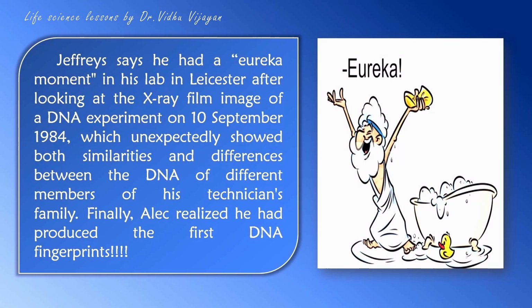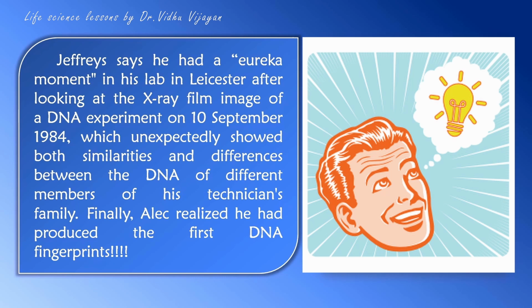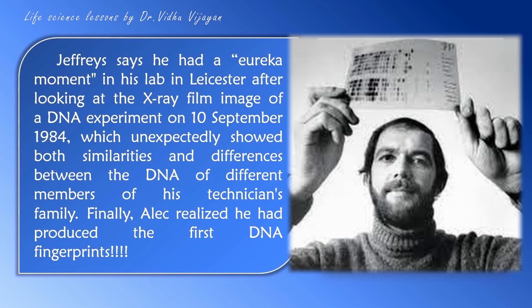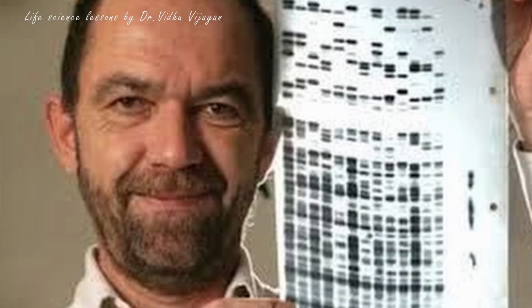Jeffreys says he had a eureka moment in his lab in Leicester after looking at the X-ray film image of a DNA experiment on 10 September 1984, which unexpectedly showed both similarities and differences between the DNA of different members of his technician's family. Finally, Alec realized he had produced the first DNA fingerprints.